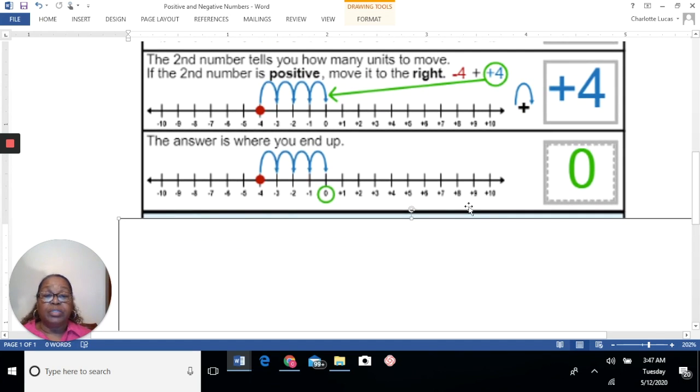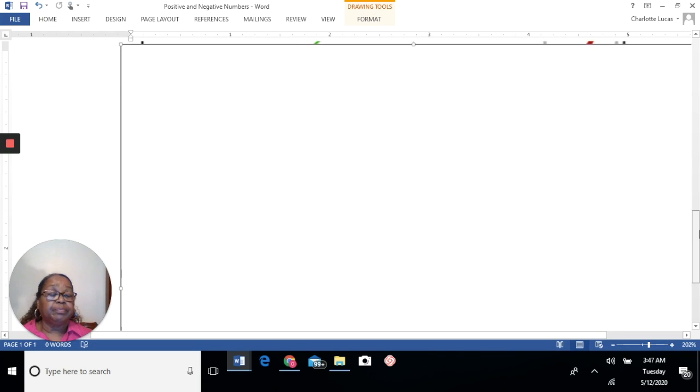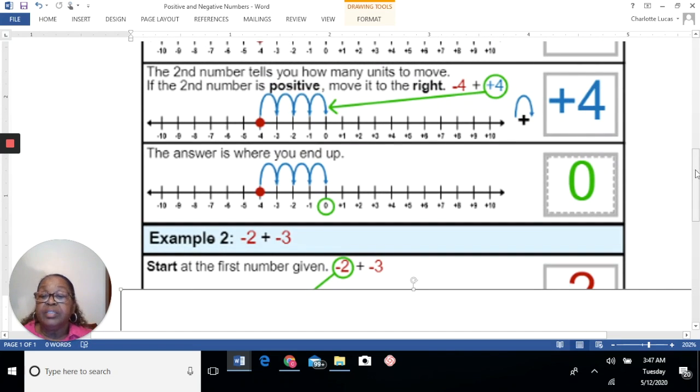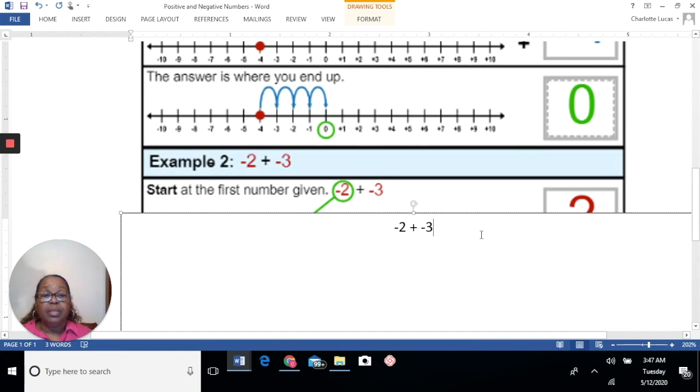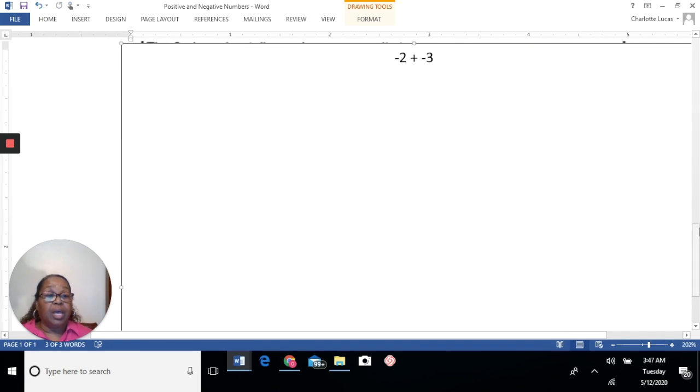Let's see if we can do one more example. Our next example is negative 2 plus negative 3. Okay, that's a little bit different, isn't it? A negative 2, and I'm going to write this down because when we move this page, we want to make sure we'll be able to see the problem, plus a negative 3. All right, so we have our problem. Move our paper down a little bit. And this stuff jumps, but I'll move it back.